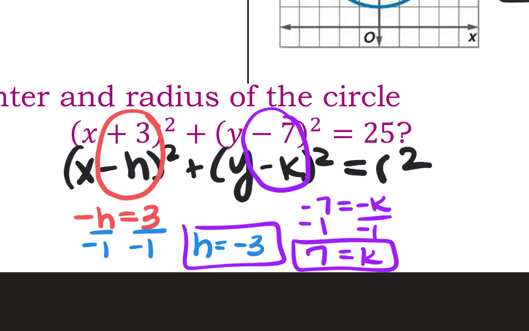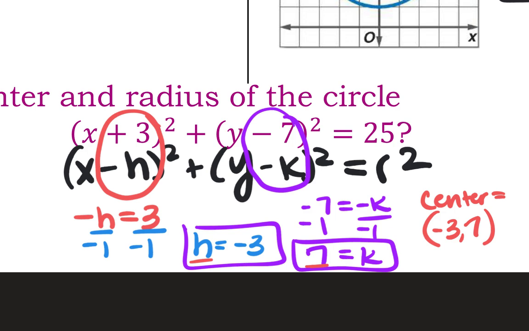So your center, where's your center located at? What would the center be? You do h and k. What's our h? Negative 3, 7. Okay, all you do is put them in order. H first, and then the k.